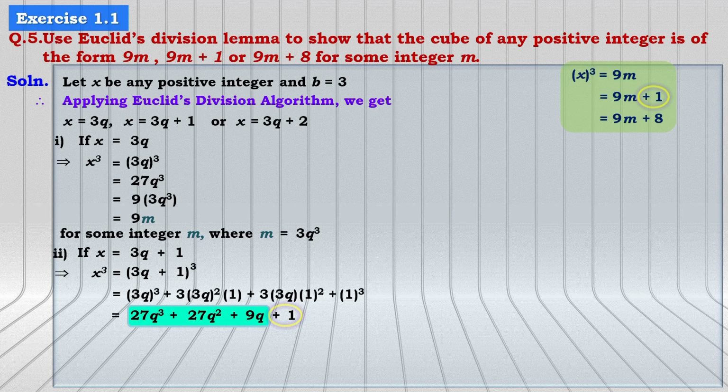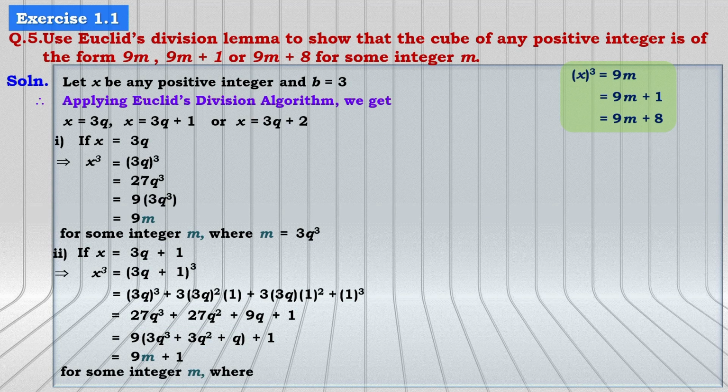Now we will keep 1 aside. From this we will take 9 as common. Then we will get 3q cube plus 3q square plus q, and 1 we will keep aside. Now replace whatever is there within the bracket as m. So 9m plus 1 for some integer m, where m is equal to 3q cube plus 3q square plus q.